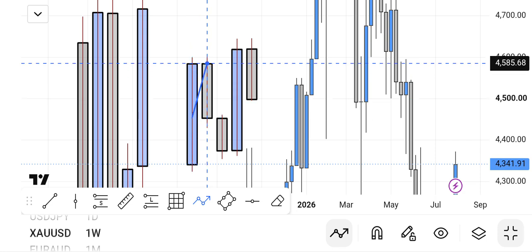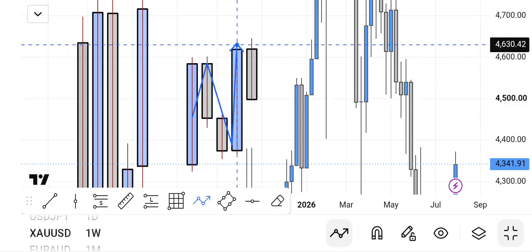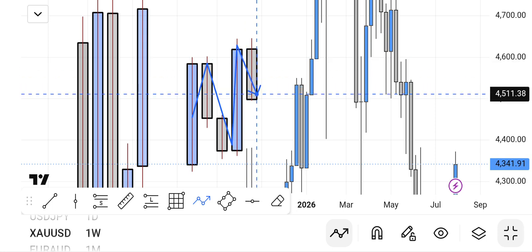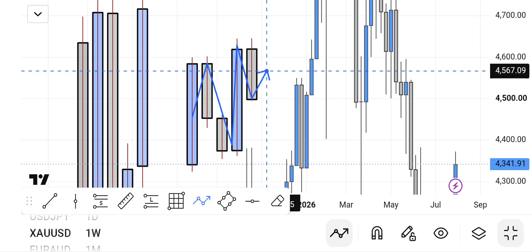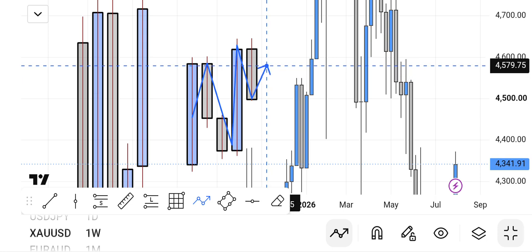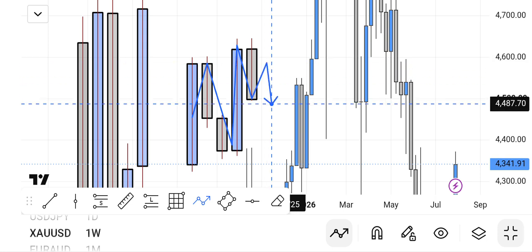Price does the A-shape, breaks it the first time, breaks it the second time. Price will do what? We come to this place here and sell.